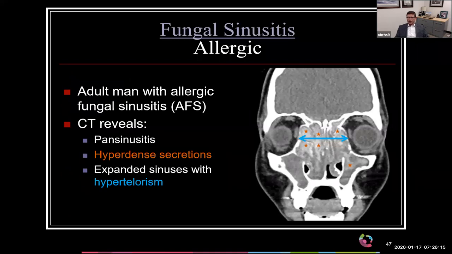So here's a characteristic example. This was a young adult man with allergic fungal sinusitis, complete paranasal sinus opacification with central increased attenuation and significant paranasal sinus expansion. Your medial orbital wall or lamina papyracea normally would be sitting right here. So all of this is sinus expansion, and it's resulting in hypertelorism. Typically, you should be able to fit one globe between the two globes. And here you can see these are significantly enlarged sinuses with the hypertelorism.